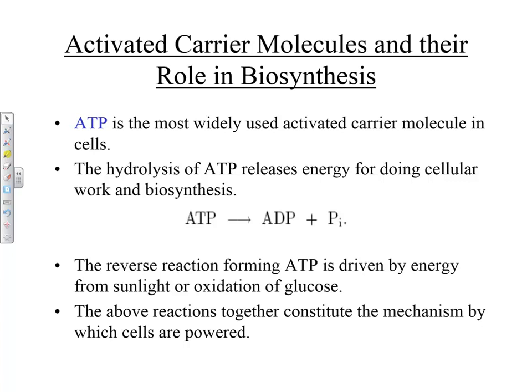And the reverse reaction forming ATP is driven by energy from sunlight, right? Or by the oxidation of glucose. When we oxidize glucose in our bodies, that produces a lot of ATP. And these reactions together constitute the mechanism by which cells are powered. All living organisms on this planet, the cells are powered from the simplest bacterium using this ATP-ADP cycle. It's called the cycle because if you want to store energy, convert ADP to ATP. If you want to use up energy, break this ATP, and it's happening all the time. If your cells stop doing that, you're dead. Be in the hospital and you'll be dead pretty soon.